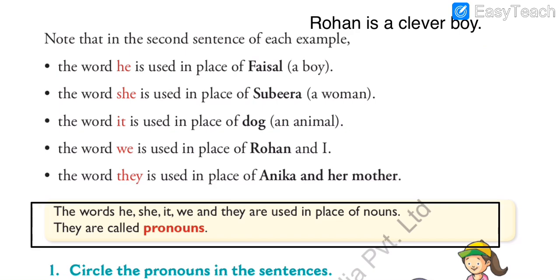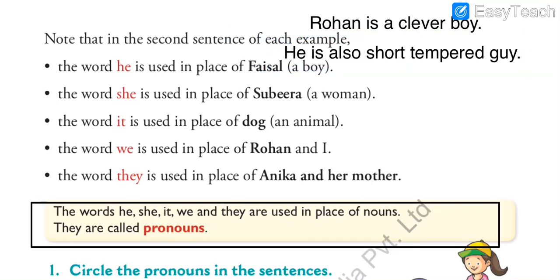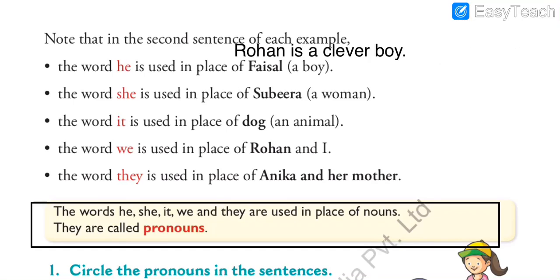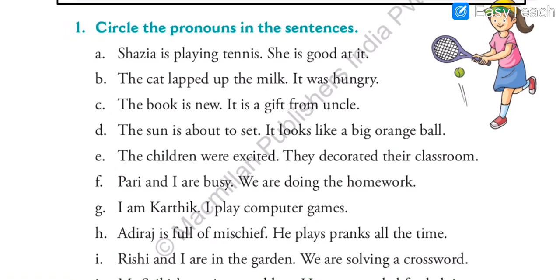Now again, what are you going to write? He is also short tempered guy, full stop. So the second thing you have written for Rohan is he is short tempered. Why have you used he instead of Rohan? Because he is a pronoun. If we are writing about the same person, again and again we don't have to use the noun, and we don't have to consume so much space. That is why we use pronouns. That is the reason why pronoun is in existence. Anyways, let us move on to exercise number 1.